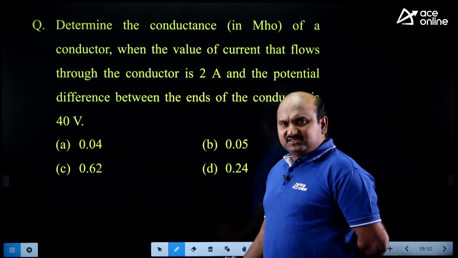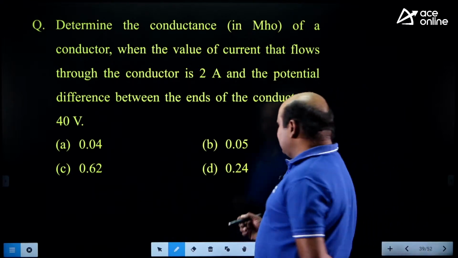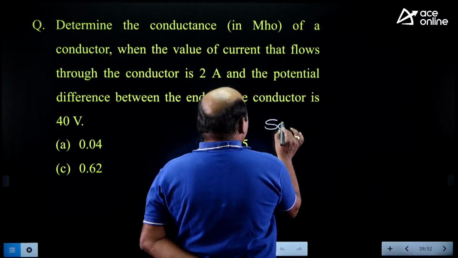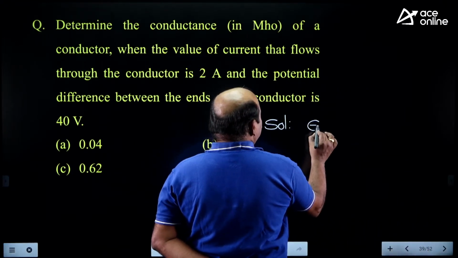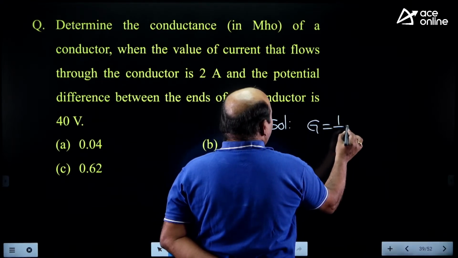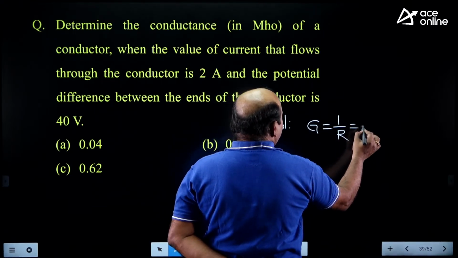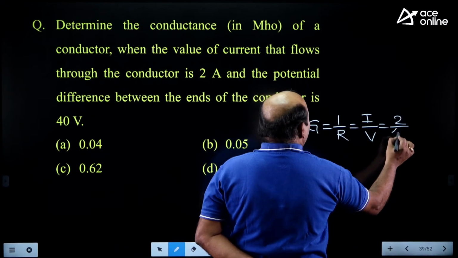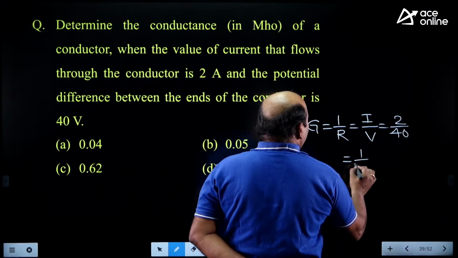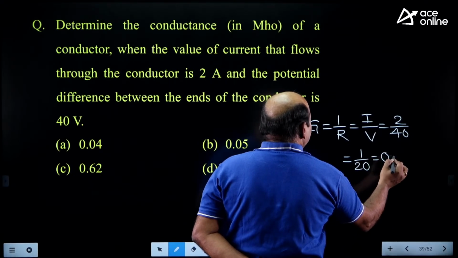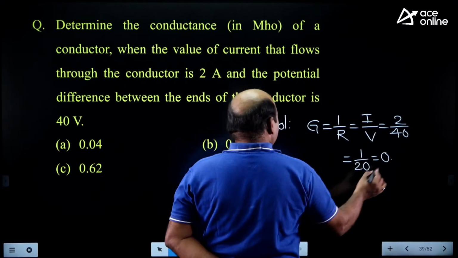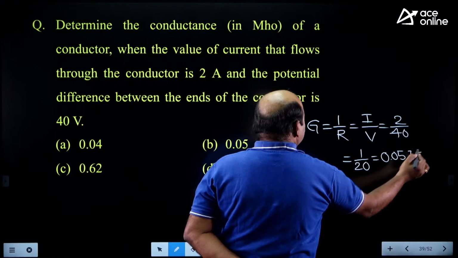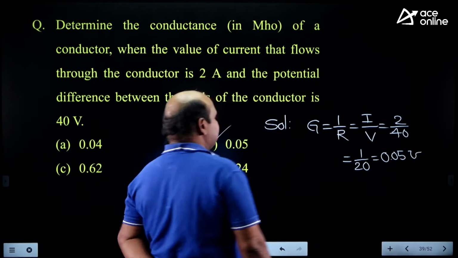Conductance means what? It is the inverse of resistance. It's very simple here. Conductance means G. It is the inverse of R, which is equal to I by V. I is given how much? 2. V is 40. Now 1 by 20 is 0.05 mhos. Option B is the correct one.